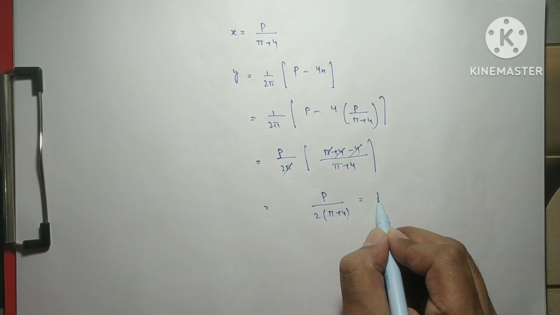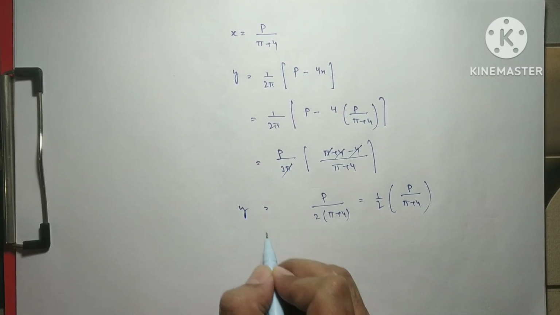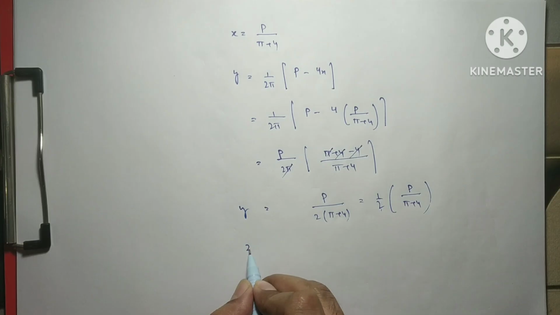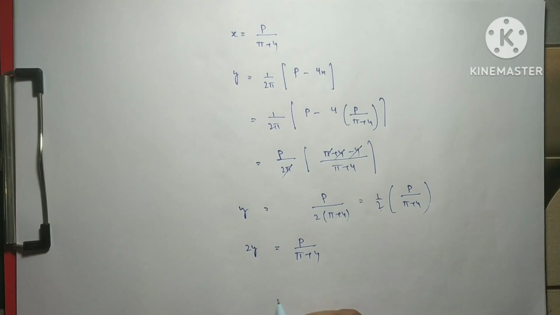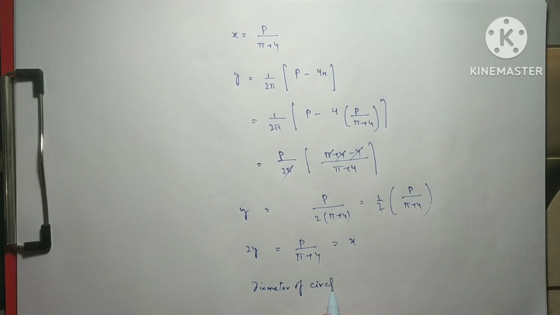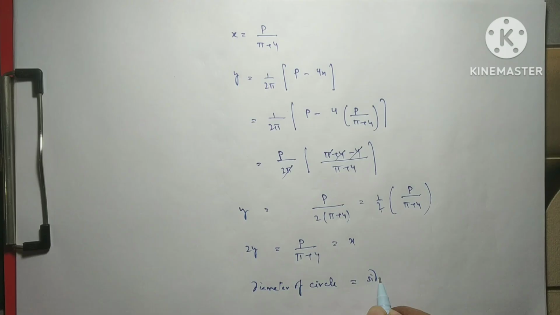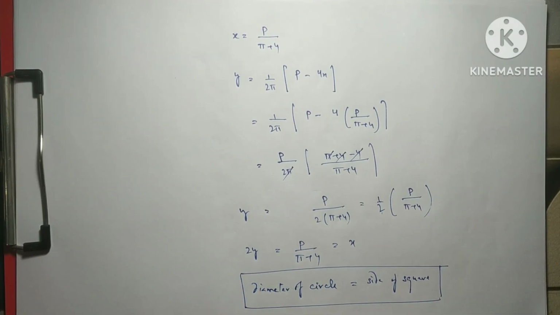So it is half of p over pi plus 4. So this is y, or when you take 2 to the left-hand side, you get 2y equals p over pi plus 4. So 2y is this, and this is the value of x. So this is the diameter of the circle and this is the side of the square. So hence proved.